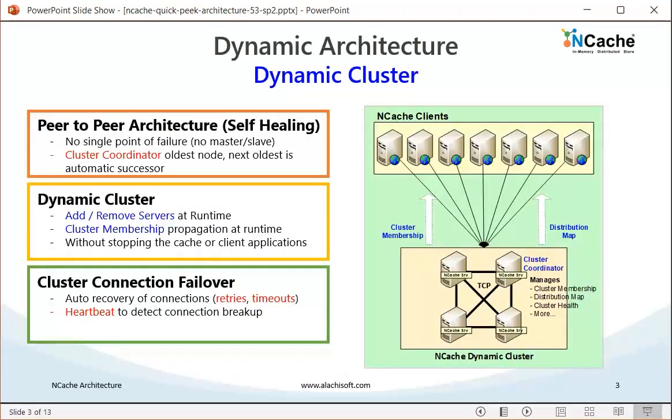The heart of that is its dynamic architecture. The first part of that is dynamic cluster. NCache has a TCP-based cache cluster that is peer-to-peer in nature, which means there's no master or slave. This dynamic cluster means that you can add or remove servers at runtime without stopping the cache, and the cluster membership information is propagated at runtime.